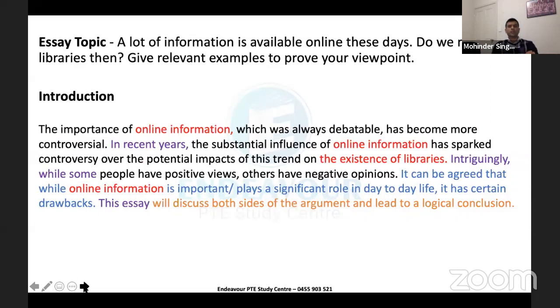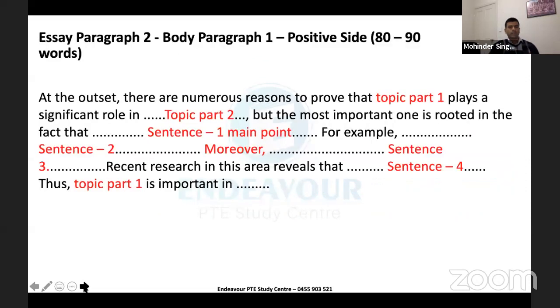Okay, so: The importance of online information, which was always debatable, has become more controversial. In recent years, the substantial influence of online information has sparked controversy over the potential impacts of this trend on the existence of libraries. Intriguingly, while some people have positive views, others have negative opinions. It can be agreed that while online information plays a significant role in day-to-day life, it has certain drawbacks. This essay will discuss both sides of the argument and lead to a logical conclusion. Okay, so this is how we have fit the topic.